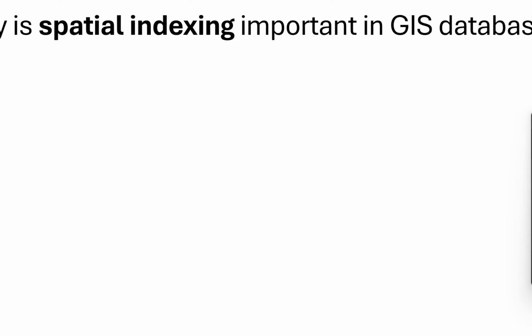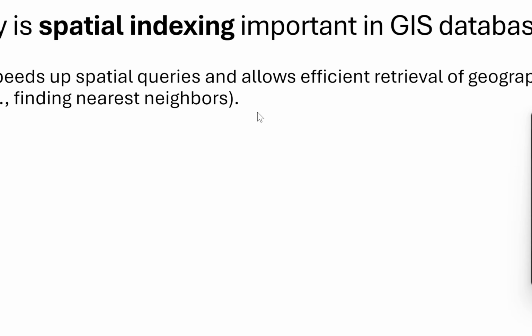And then the next is spatial indexing. So what is spatial indexing? Why is spatial indexing important in GIS database? So querying is coming a lot. So what I'll do, I'll tell what querying is. So querying is basically kind of finding. There are different kinds of querying. There is spatial querying, then attribute querying.